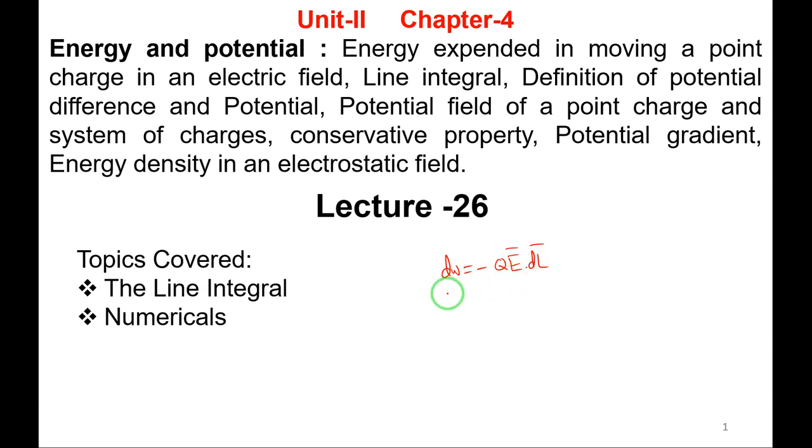Then the total amount of work done in order to move the charge from one point to another point in an electric field is given by W is equal to minus q integration of E dot dl, from initial position to final position. And this equation, the total amount of work done in order to move the charge in a field, we call it a line integral.